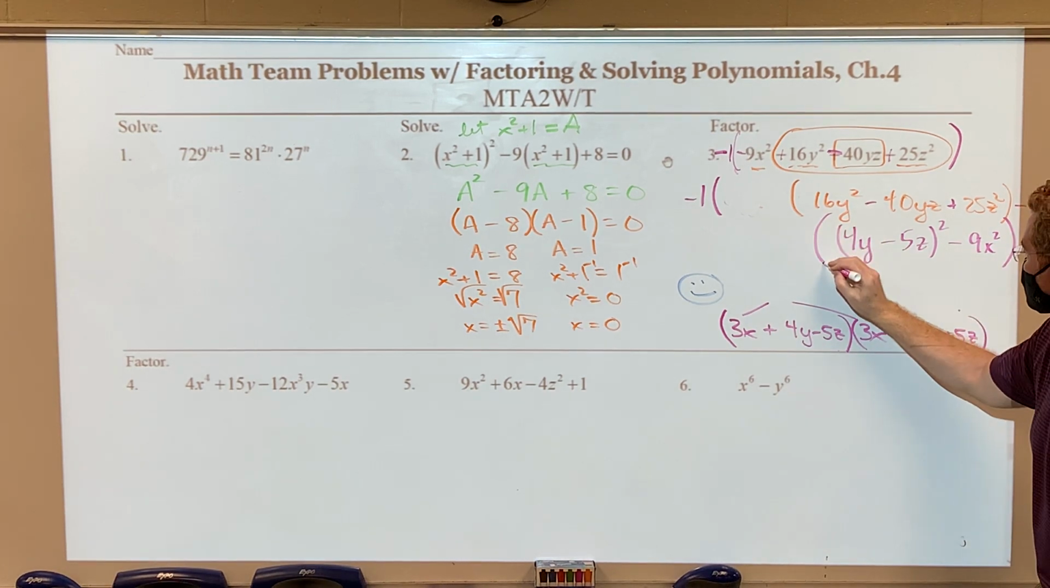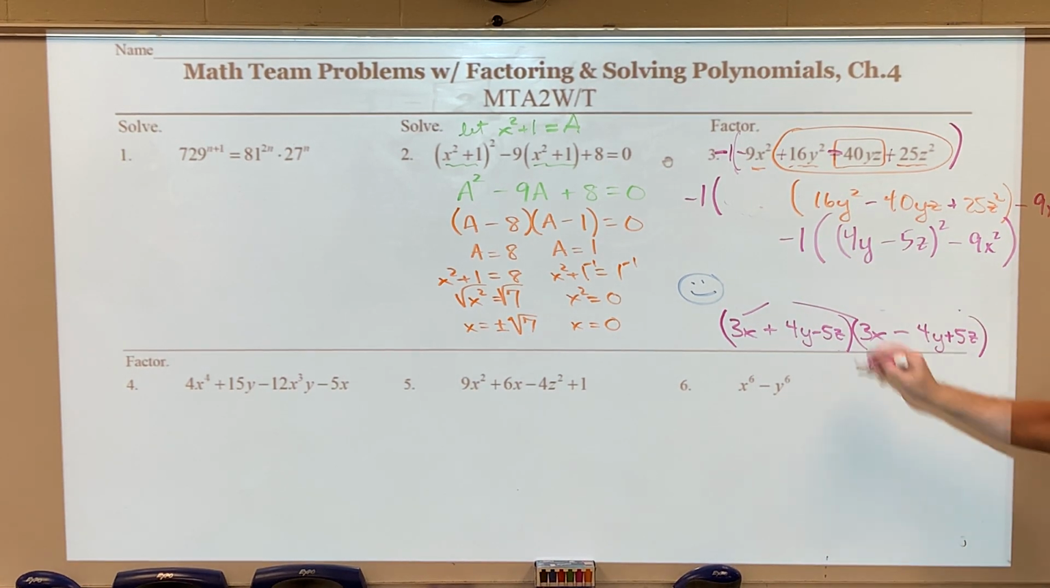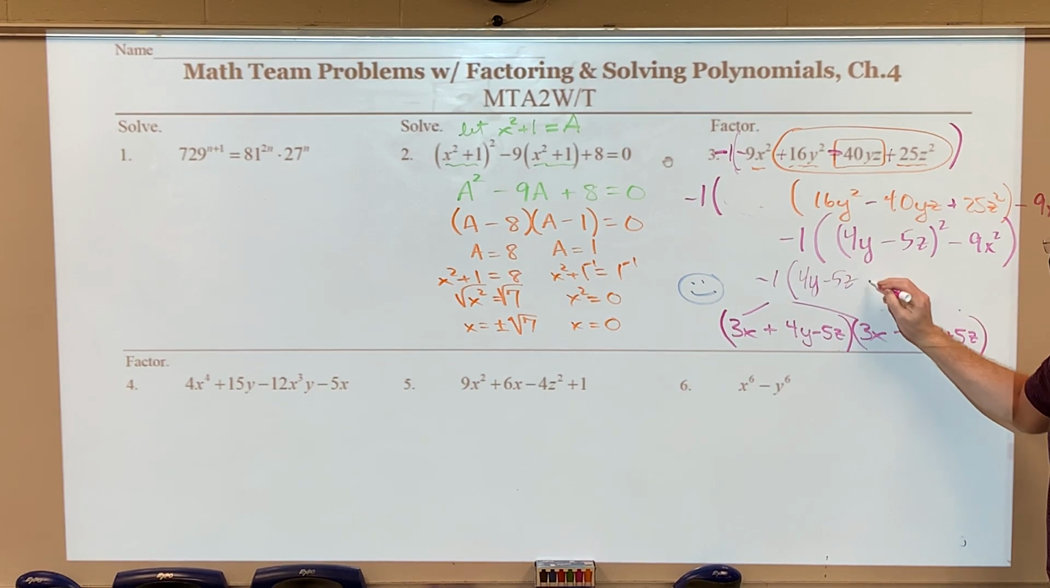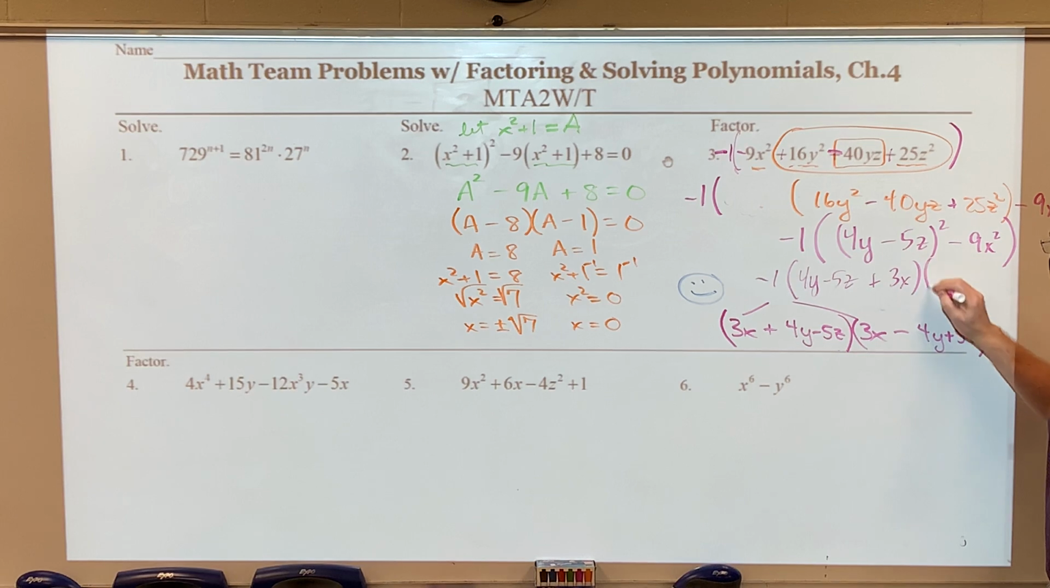But remember, there's still a negative 1 out there, and you would have this negative 1, and then you would have 4y minus 5z plus 3x, 4y minus 5z minus 3x. So that's what my question is. If you were to multiply that negative 1 in, it'd make both the 5z's positive, but in the bottom one, no, there's only one negative one. There's not one for each of these.